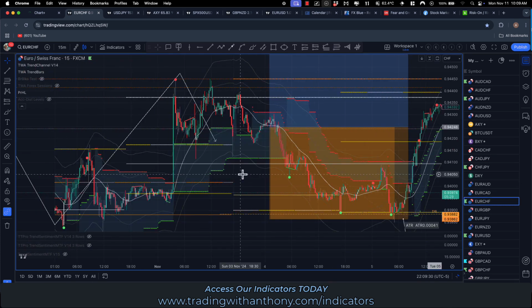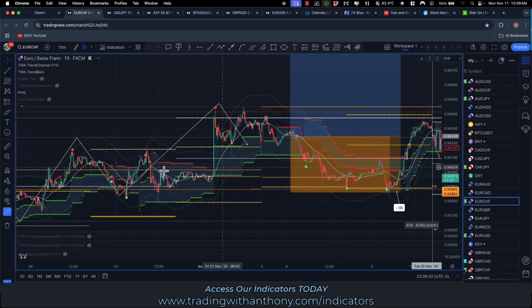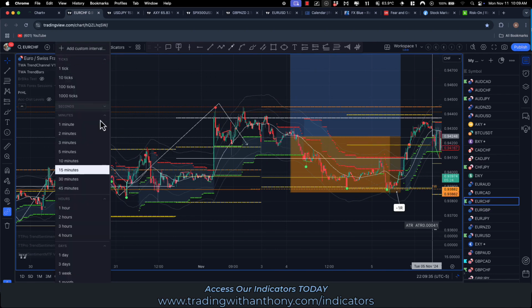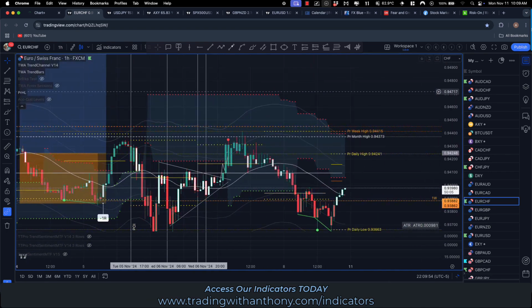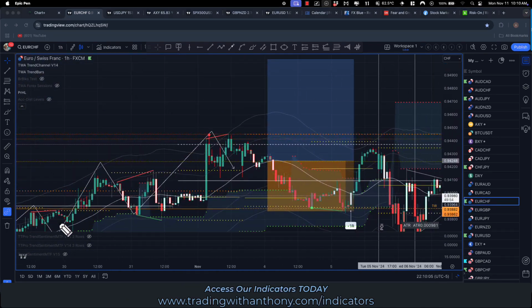Euro Swiss. Well, this one was a buy based on this trend. Let's go to a 1 hour. Okay, so I set up the stop loss on the 1 hour time frame on this one. Just looking for this price action continuation that we got taken out down here on the Euro Swissy.